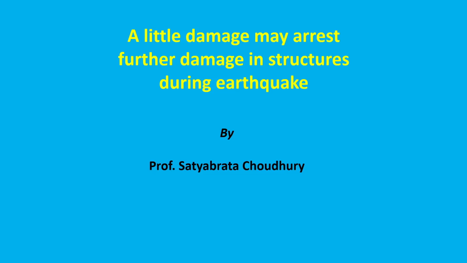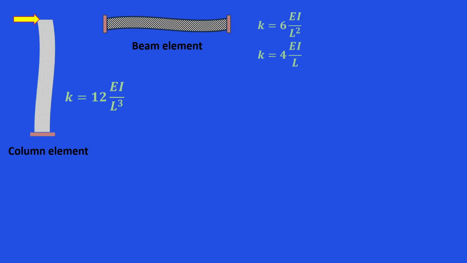You'll be excited to know that a little damage may arrest further damage in a structure during earthquake. Let us see how it works. So we have taken two elements of the system, say a column element and a beam element. The column element has the stiffness given by 12 EI by L cube, and the beam element has stiffness 4 EI by L for rotation and 6 EI by L square for differential translation of the two ends.